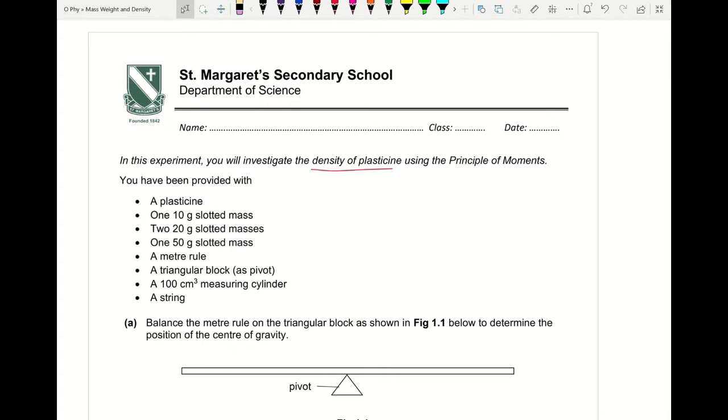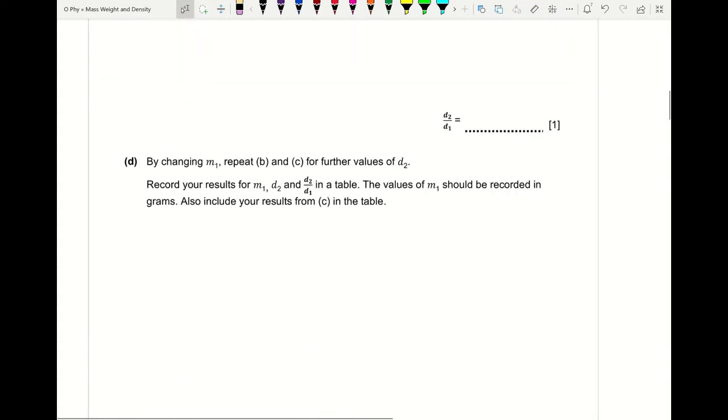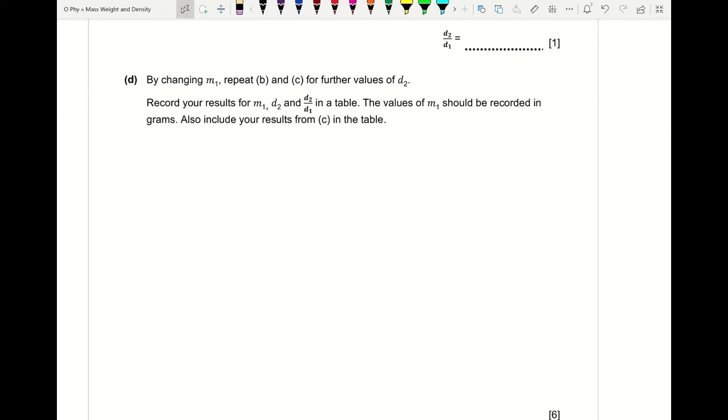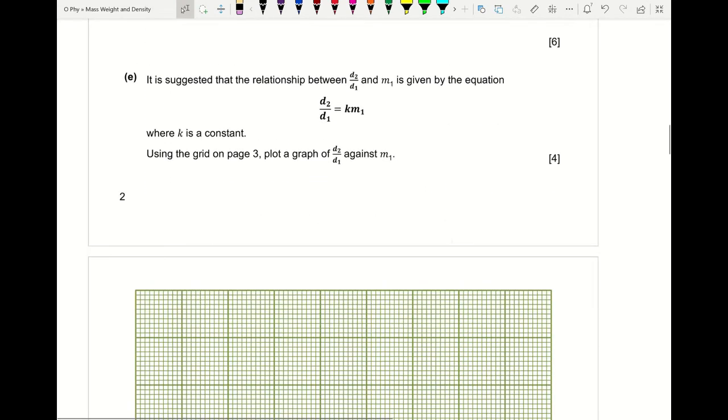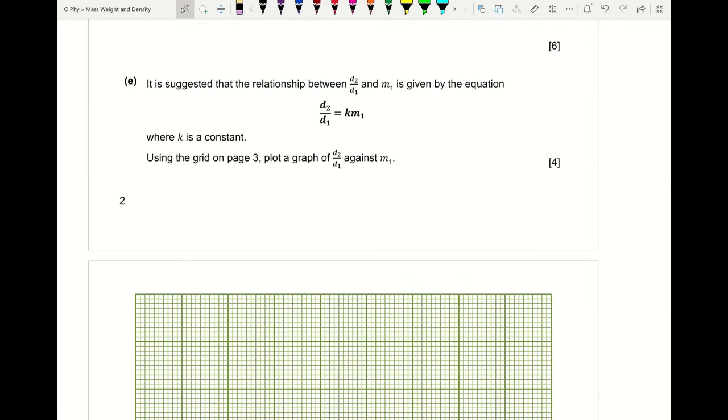Now in this practical, to determine the density of plasticine, you're first asked to collect a set of data M1, D2, D2 over D1 in a table. Then after that, you're asked to plot a graph of D2 over D1 against M1, based on this formula.